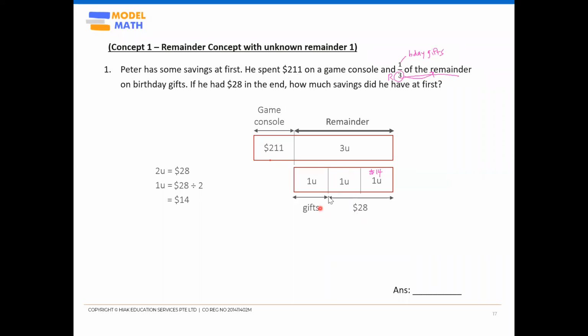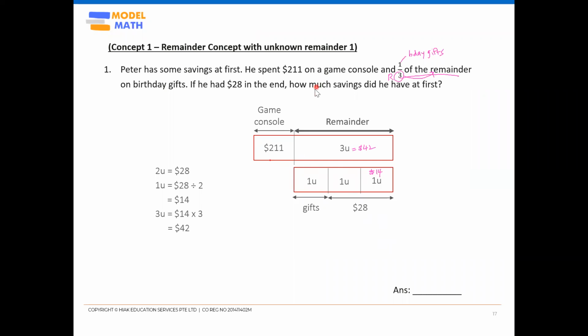Now your aim is to work your way towards the top layer. Okay, so to find the top layer, you have to work out the remainder first. And the whole remainder, if looking at the bottom layer, what I see is 3 units. So I can do 14 times 3. So to find 3 units, that'll be $42. So this whole thing is $42. Now, which means that in your remainder top layer here, that is also $42.